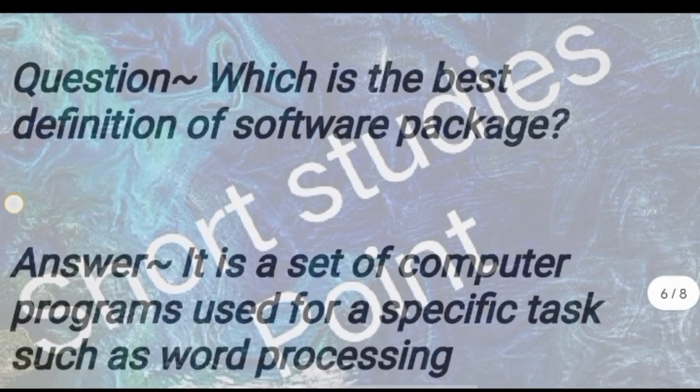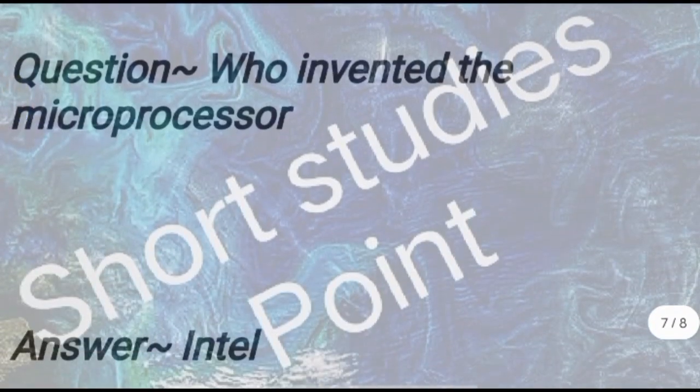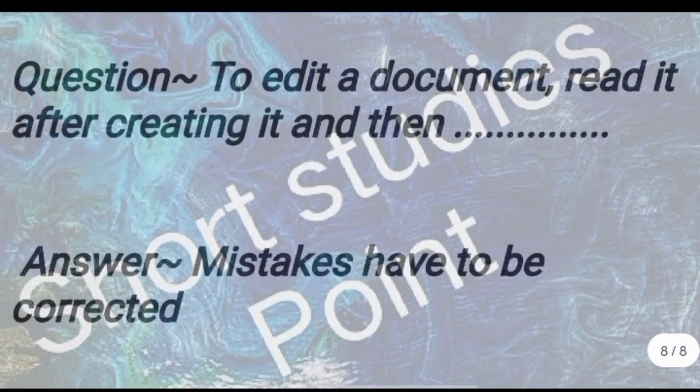Next question: which is the best definition of software package? Answer: it is a set of computer programs used for specified tasks such as word processing. Next question: who invented the microprocessor? Answer: Intel. Next question: to edit a document, read it after creating it and then mistakes have to be corrected.